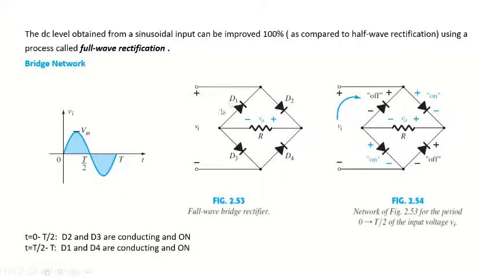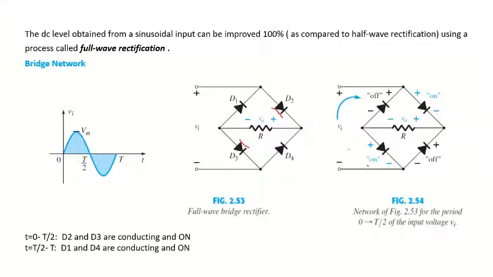So this is a combination of 4 diodes D1, D2, D3, D4 with the resistance R in the center, and we'll be getting the output voltage V0 from the resistor R. So for the positive half cycle, this diode will be on and current will follow this path, and this diode will be on, whereas two diodes D1 and D4 are off and in the non-conducting stage.